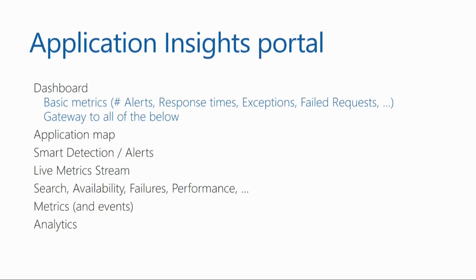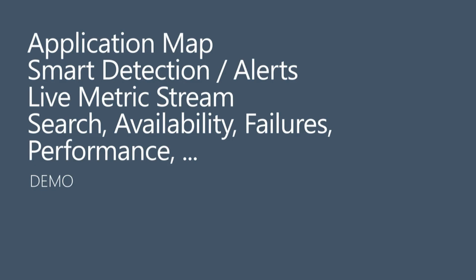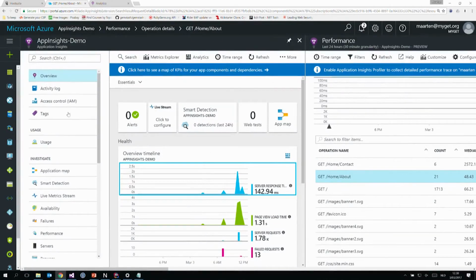I'm logging exceptions, dependencies, and some custom metrics and so on. So a lot of data. There's different views in the Application Insights portal, and just to give you a feel, I'm just going to go through a lot of them. So I already showed you the basic overview we get here, so it just gives you some information about response time, page view load time, and so on, but there's a lot of other things in there.